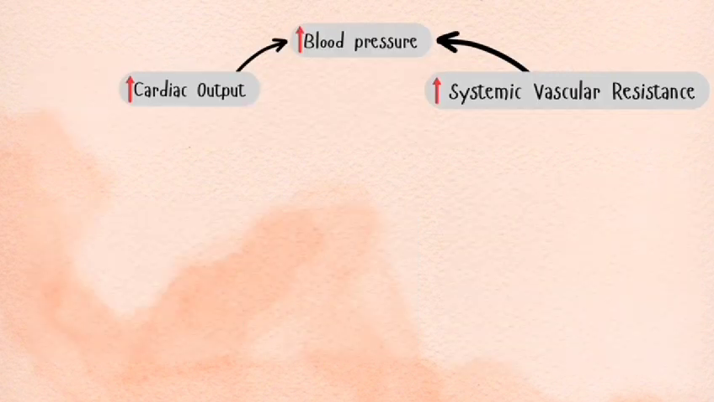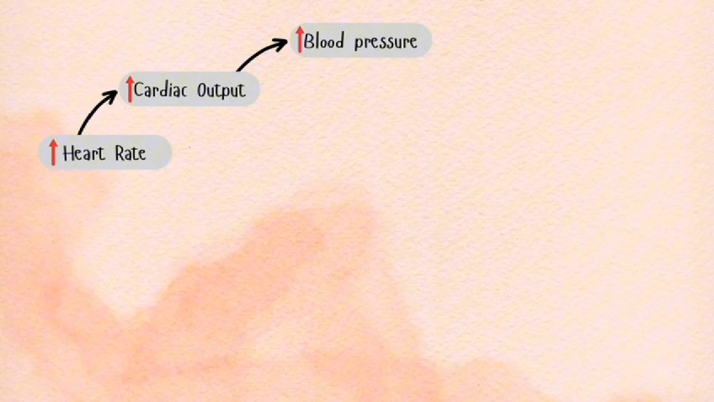Understanding the factors that affect cardiac output and systemic vascular resistance is essential for comprehending how blood pressure is regulated. So now, we will explain the primary factors that regulate cardiac output, including heart rate and stroke volume. So now let's talk about heart rate, which is the number of heartbeats per minute. An increase in heart rate generally leads to an increase in cardiac output, provided stroke volume remains constant.